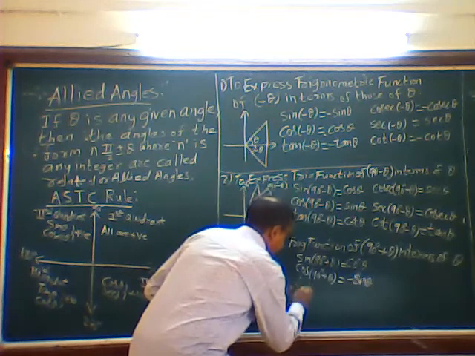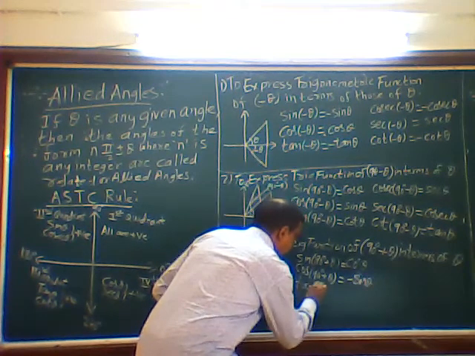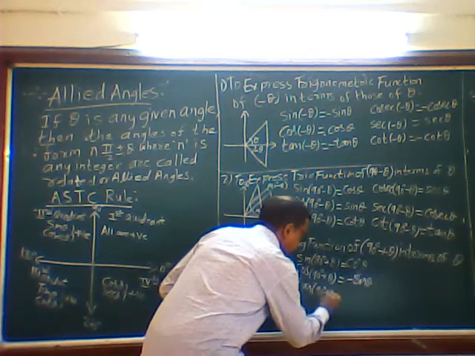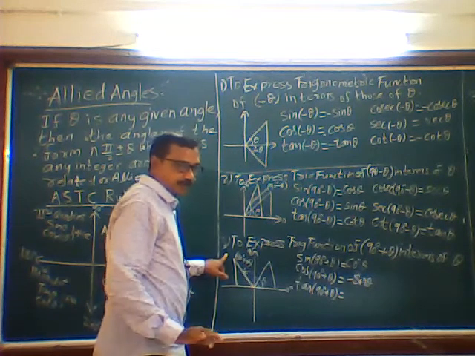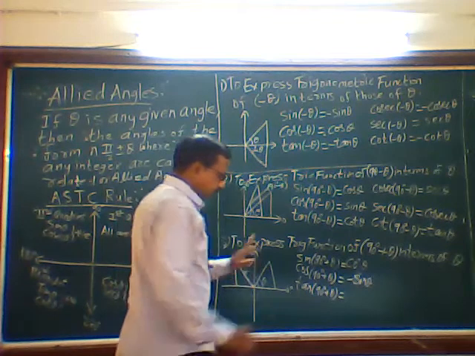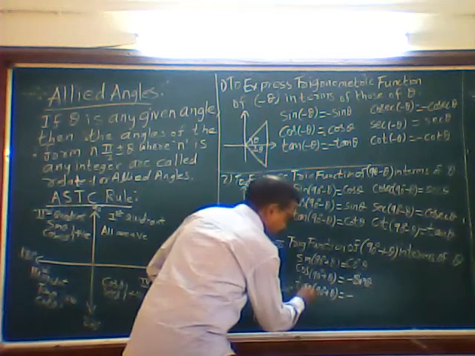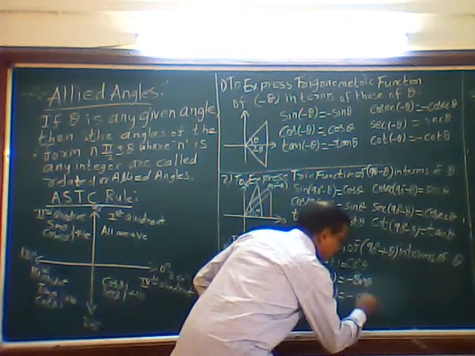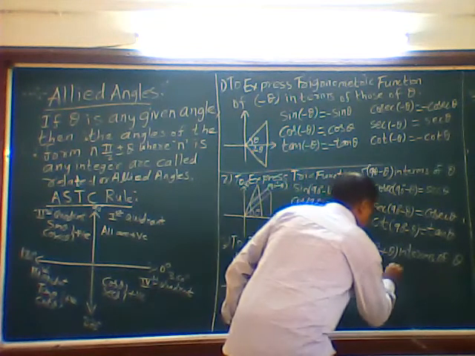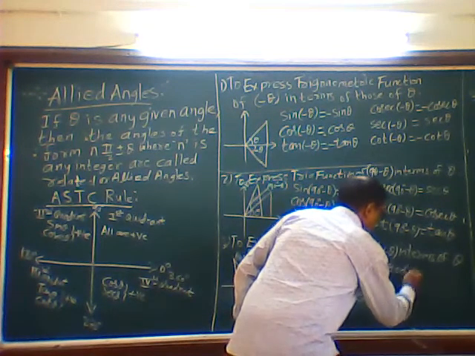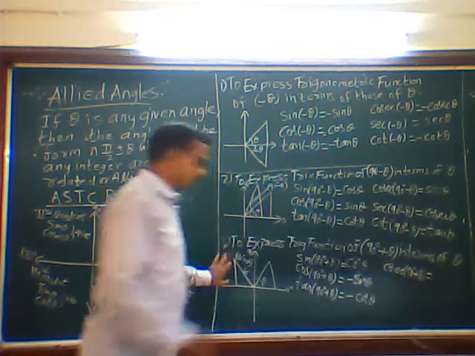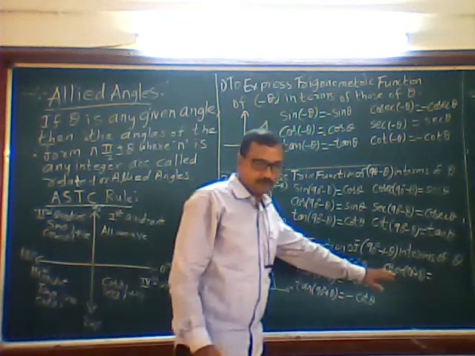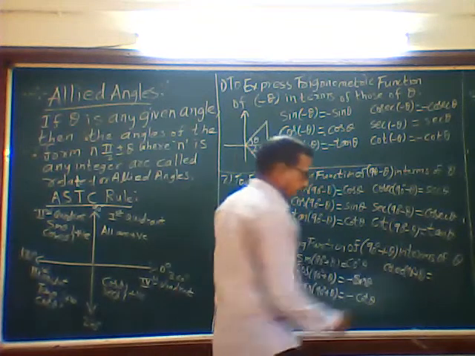Next, tan of 90 degree plus theta. Again, in second quadrant, only sine and cosec are positive, remaining all are negative. So it is negative. Co-ratio of tan is what? Cot. Next, we want to come with cosec. Cosec of 90 degree plus theta. Cosec in second quadrant is positive. Its co-ratio is sec. It will become sec theta.